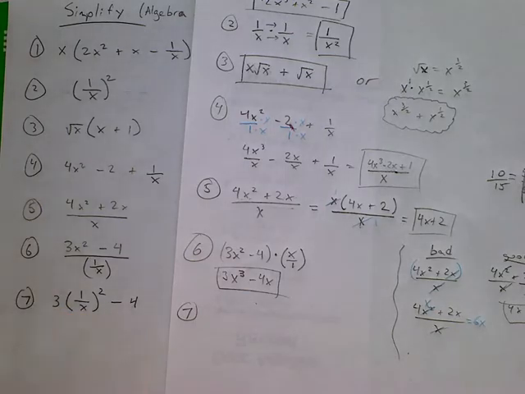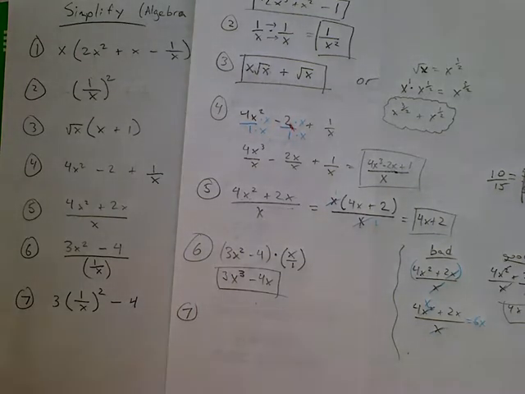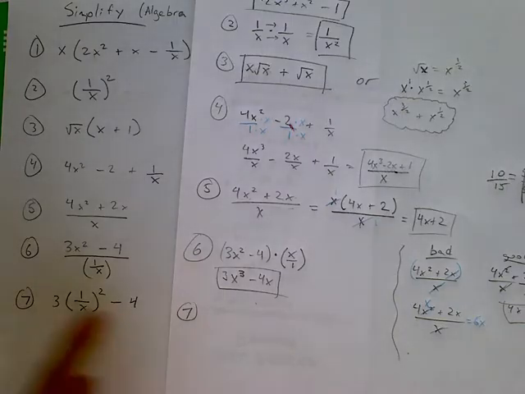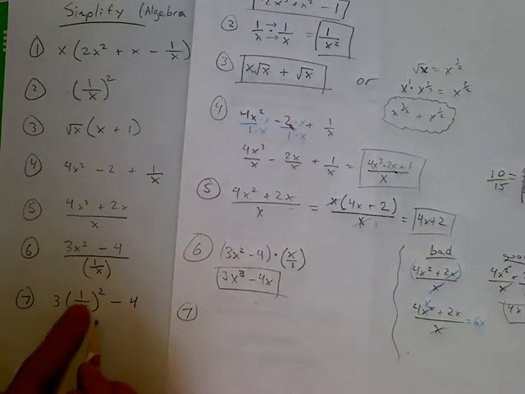So according to the order of operations, which of these things should I do first? Multiply by 3, square something, or subtract 4? Yeah, I need to do the exponent first, because that's how the order of operations works. PEMDAS, people call it. Parentheses, then exponents, then multiplication and division, then addition and subtraction. So we're going to square this first.